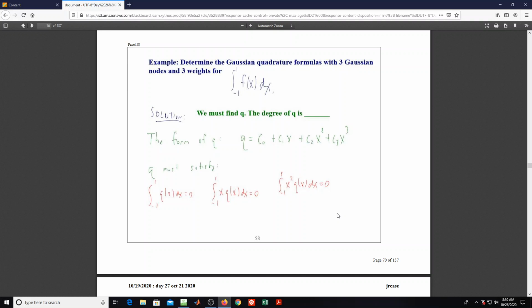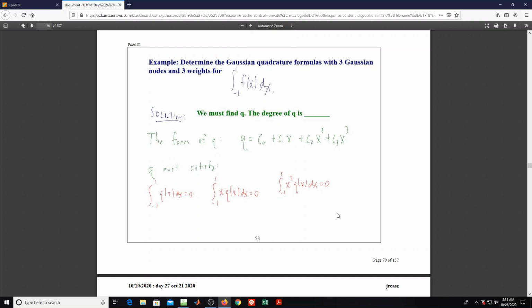We need degree 3. So what we're saying is that the form of q is going to be some polynomial of degree 3, but it must satisfy that we integrate q of x times 1 dx is 0, x times q of x dx is going to be 0, and x squared q of x dx also has to be 0.